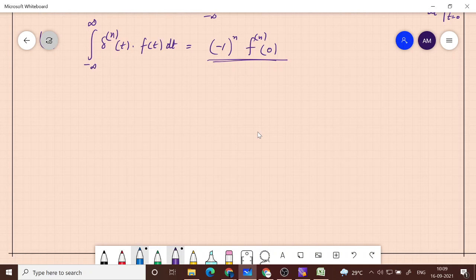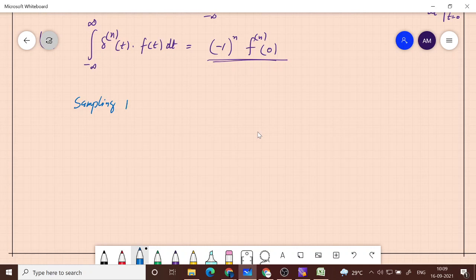Sir, I have a doubt regarding the sampling property of the impulse function. Correct. If we shift it by tau, then the expression lands up as f of tau when we multiply it with a normal function. Yes. Right. So let me come back to it. You are talking about the sampling property.